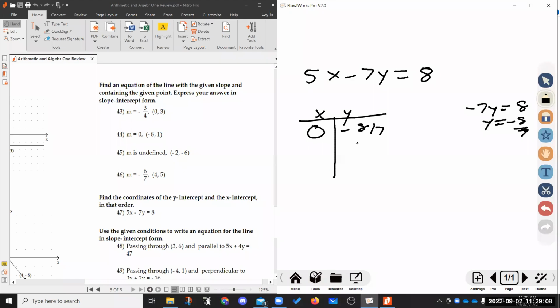Now I'm going to let y be 0. And that means that 5x is equal to 8. And x is equal to 8/5.